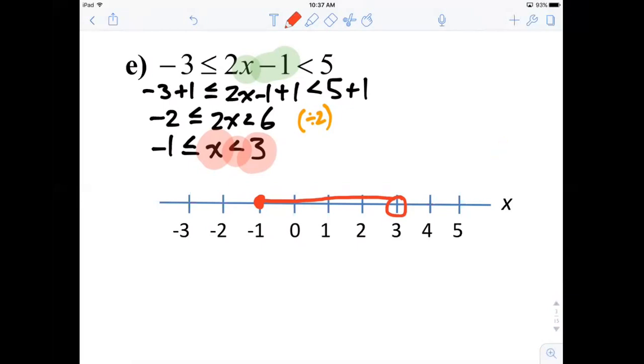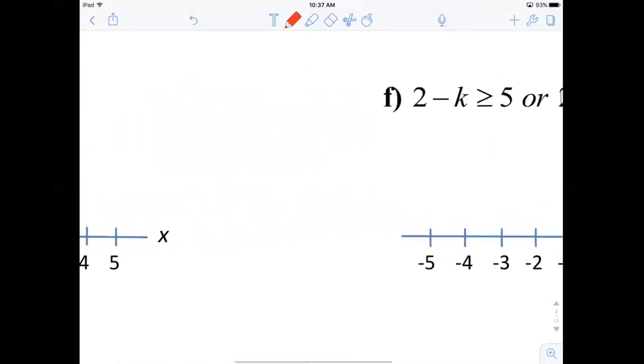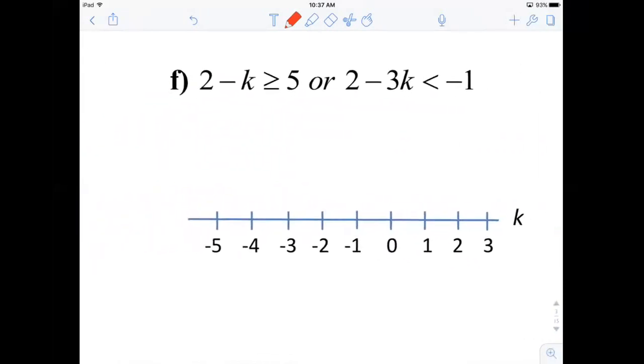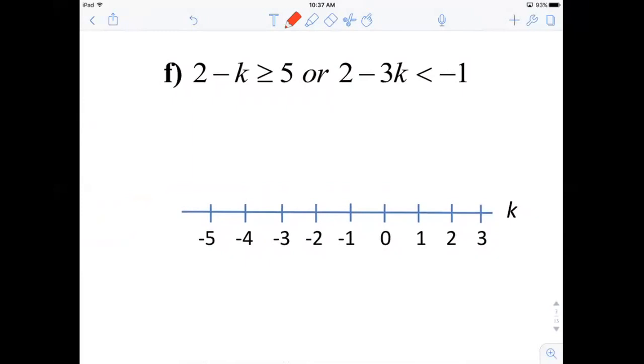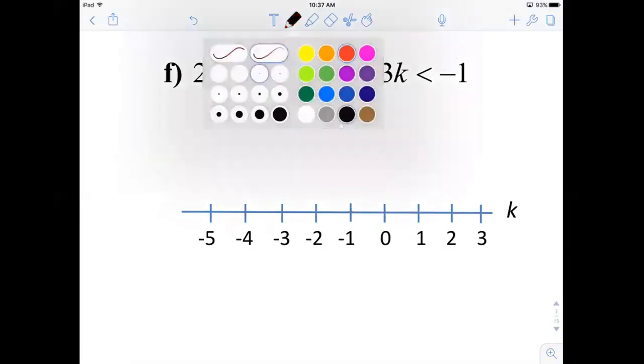Let's try one more of this type, but written in a bit different way. So now, instead of a variable that's sandwiched in between 2 other inequalities, what if we have 2 separate inequality statements that we're trying to satisfy at the same time? Well, let's solve each of them separately and see what they tell us.